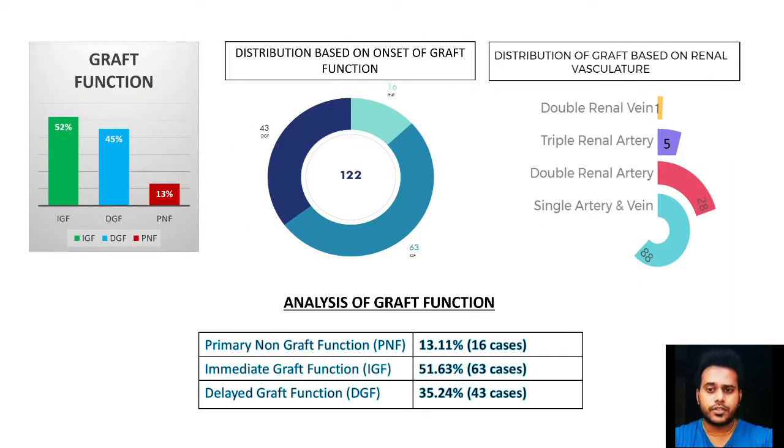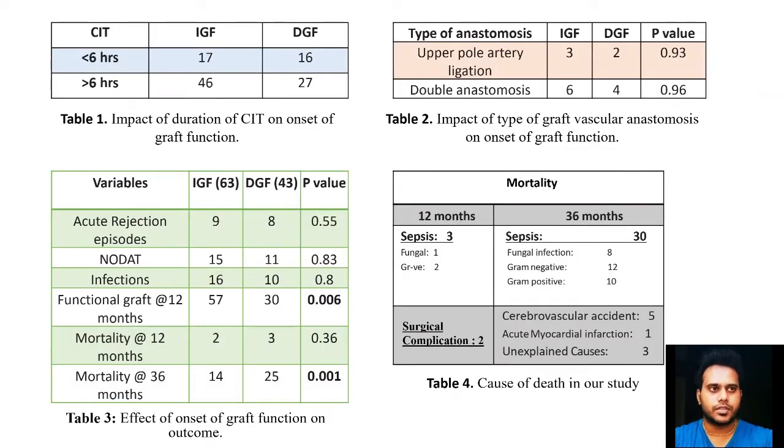16 patients had non-function, 63 had immediate graft function, and 43 had delayed graft function. Cold ischemia time, less than a cutoff of 6 hours, had relatively lower incidence of DGF in our study.